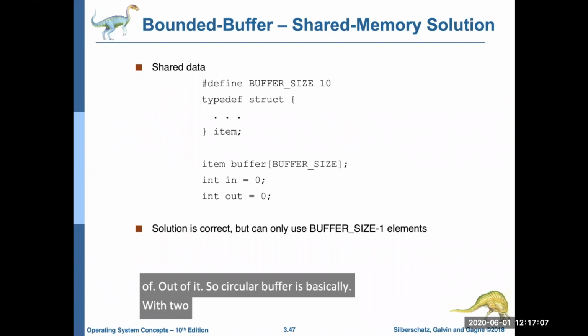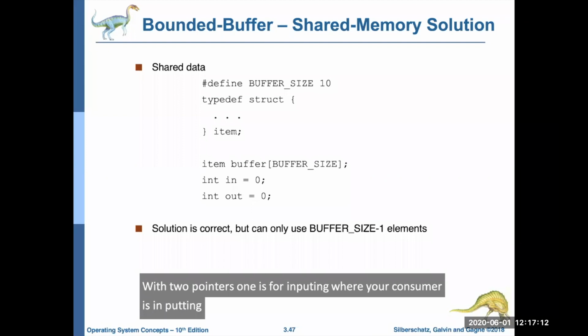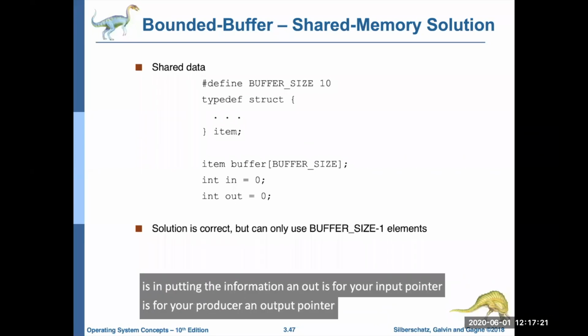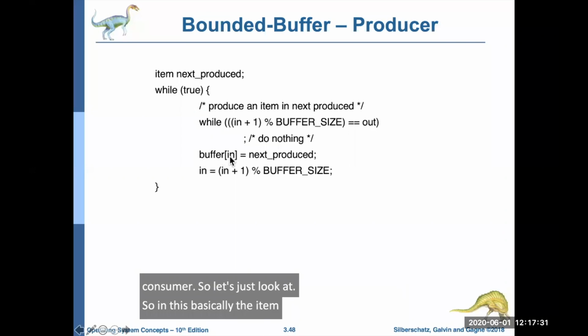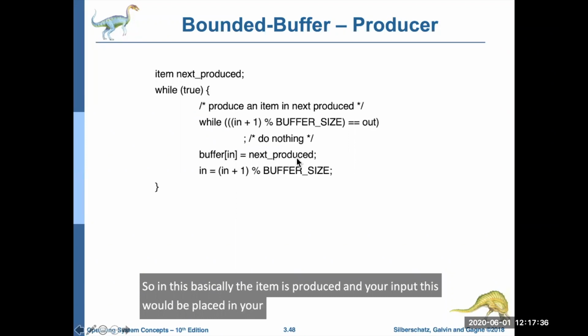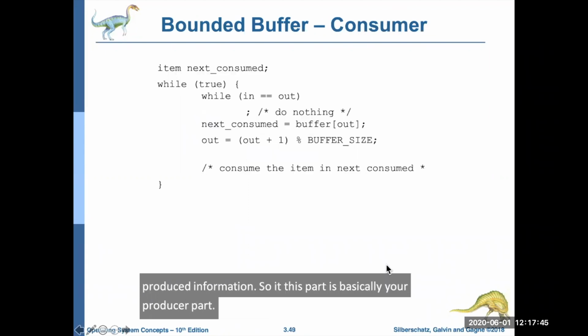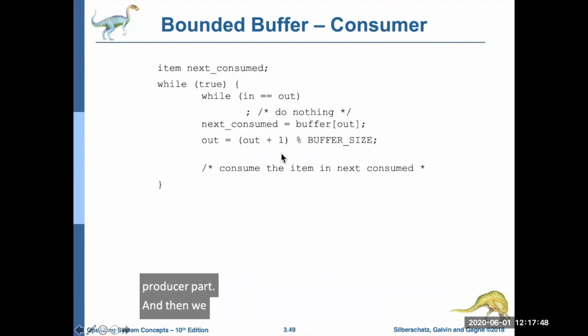One is for inputting, and out is for outputting. The input pointer is for your producer, and the output pointer is for the consumer. So in this, basically the item is produced and placed in your input pointer, which is the next produced information. This part is your producer part, and this is your consumer part, where it is looking at out and buffer size.